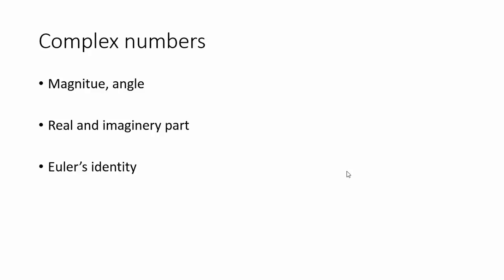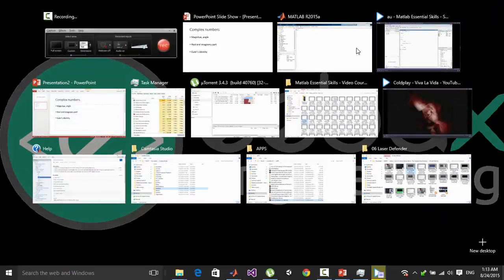Hi again. We will continue our studying for complex numbers. In the previous lecture we talked about basic operations for complex numbers. In this lecture, we will talk about the magnitude and angle for the complex number again. We will also talk about the real and imaginary part of a complex number, and the last thing will be Euler's identity. Okay, so let's move on.